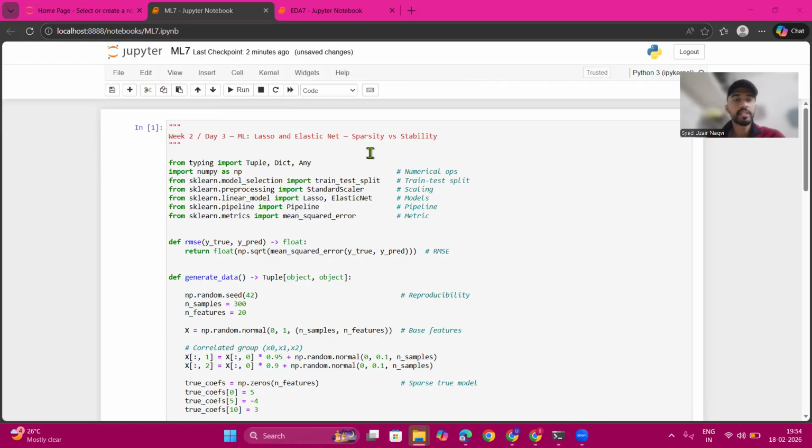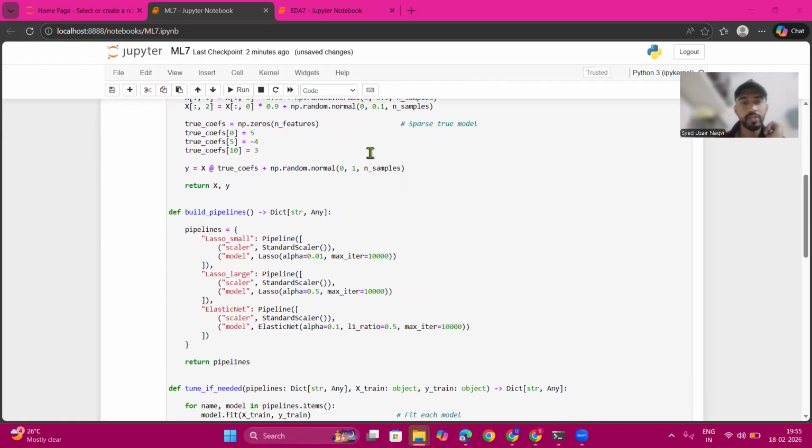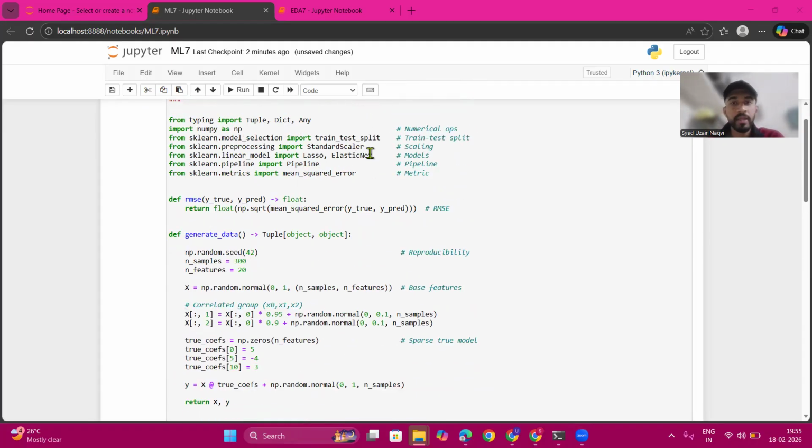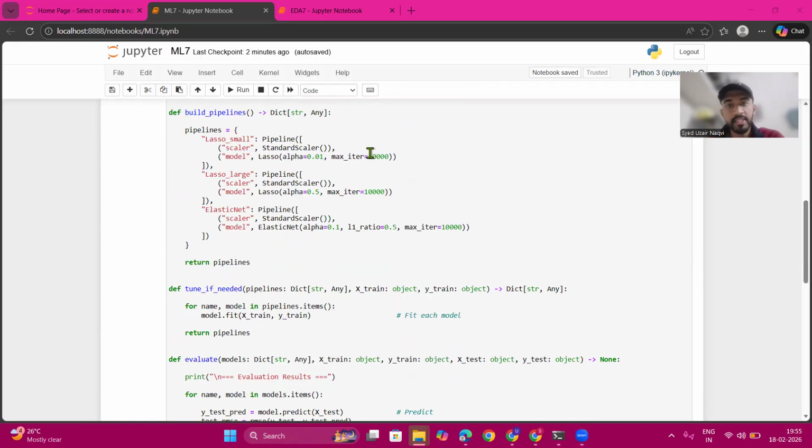Today we'll be discussing week 2, day 3 of ML, which is Lasso and Elastic Net: sparsity versus stability. So let's go on. This is the whole skeleton code that I have done. I'll be explaining the whole code, and here are the results.